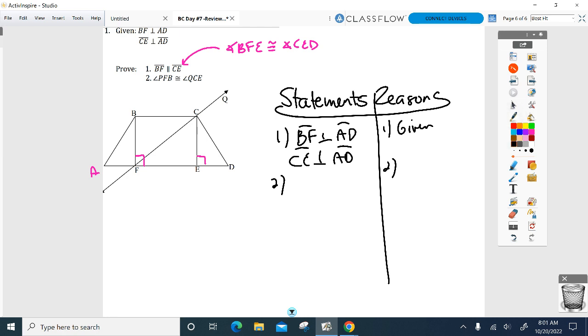Anybody remember what I need to tell you first? It's on your diagram, but not in your proof yet. What do I still need to tell you before I tell you the right angles are congruent? They are right angles. Spence? They are right angles. Darn right. So I need to tell you angle BFE and angle CED are right angles.